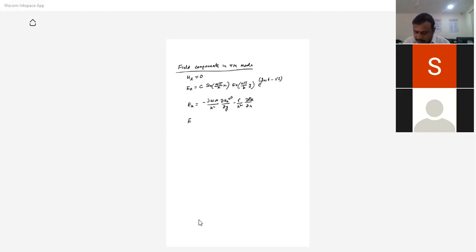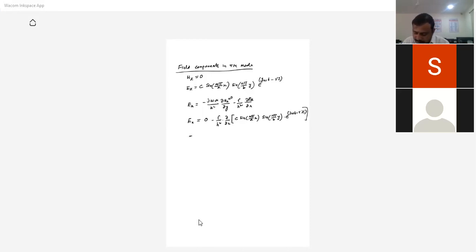Now you can write Ex is equal to, the first one is 0, minus gamma by h square, dou by dou x of Ez. What is Ez now? C into sine of m pi by a into x, sine of n pi by b into y, e power j omega t minus gamma z.